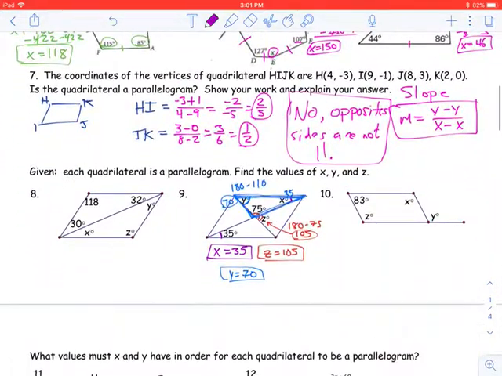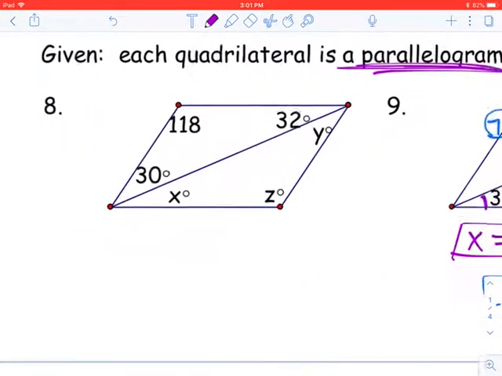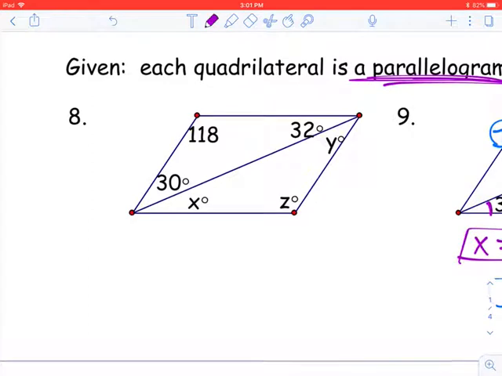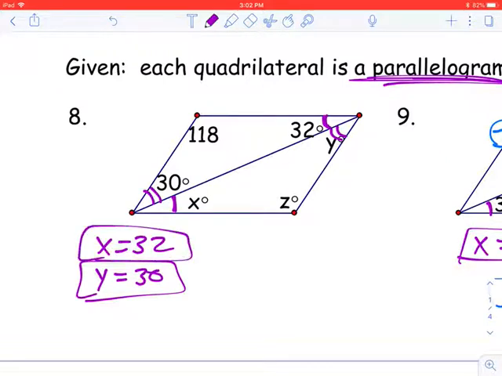All right, so number 8 says find the value of x, y, and z, keeping in mind it's a parallelogram. So use your cheat sheet. Okay, so in this case, remember opposite angles are congruent, including opposite of the diagonal. So 32 and 32, x equals 32. Same for these two. Y equals 30. And in the same way, 118 and z are also equal. So that one was pretty easy, as long as we keep in mind opposite angles.